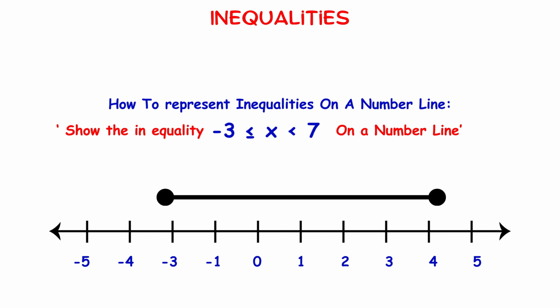Then the last thing we need to do is check if we need to fill in either of our circles. So, because it says that -3 is less than or equal to x, we know that x can be -3 itself, and so we have to fill in the circle above the -3, whereas because x has to be less than 4, we know that x can't be 4 itself, and so we leave the circle above the 4 empty.